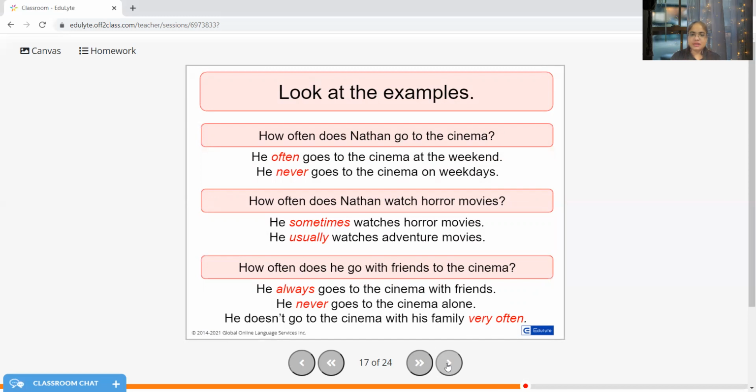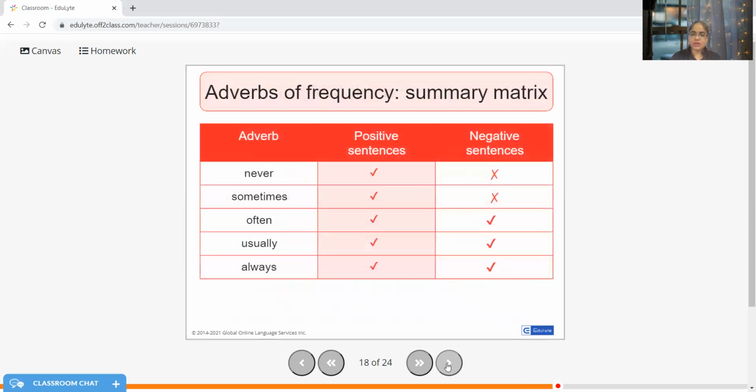How often does Nathan go to the cinema? So he often goes to the cinema at the weekend, or he never goes to the cinema. He sometimes watches horror movies, or he usually watches adventure movies. He always goes to the cinema. He never goes to the cinema, and he does not go to the cinema with the family very often. So as per the situation, we are changing the sentence, but we are very careful with the correct form of the verb. So this is the summary matrix just for your understanding.